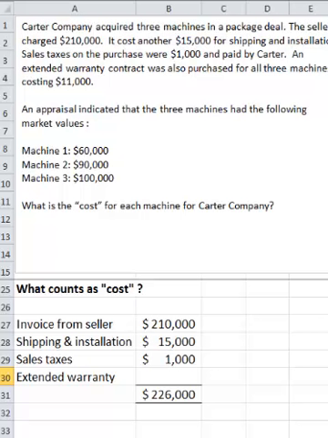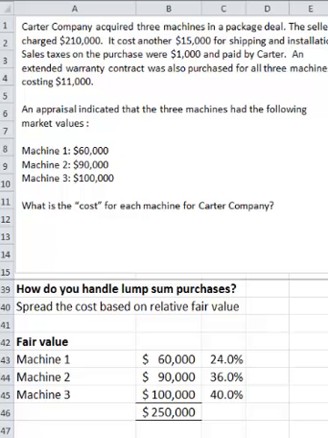But how do we know what each individual machine cost? And that's important because the machines might be depreciated over different lives, and one of them might be sold and the other 2 kept sometime during their life. And so we need the carrying value or the book value of the individual assets. We can't just book them as a lump. So we want to spread that $226,000 to the 3 machines. So how do we do that?